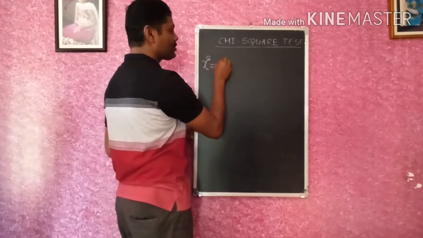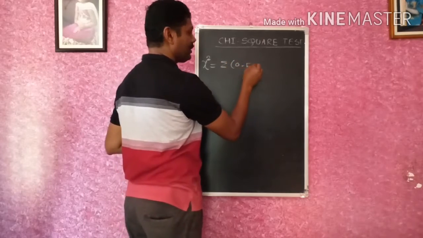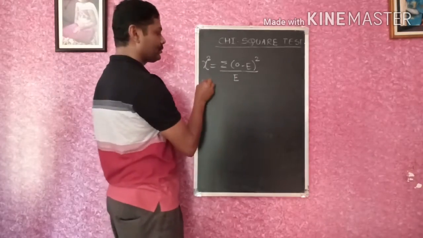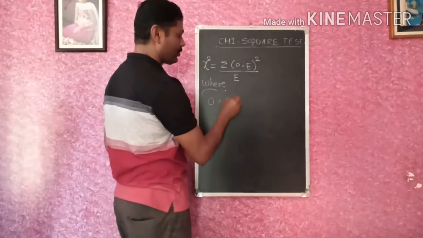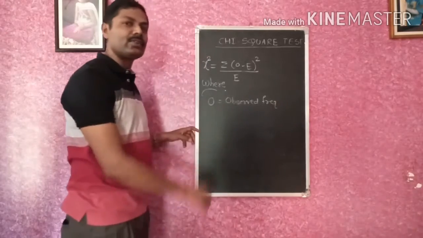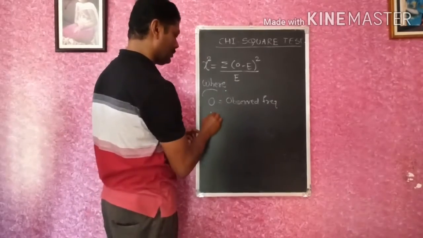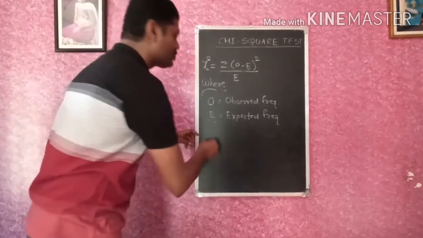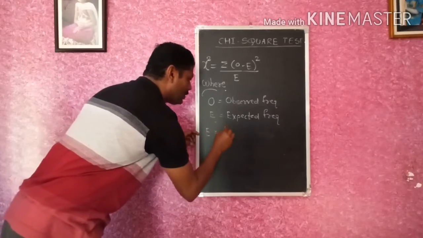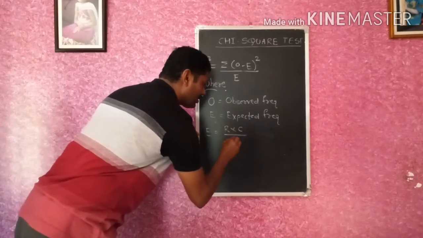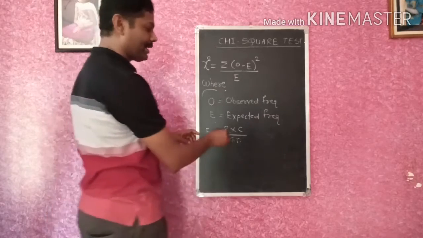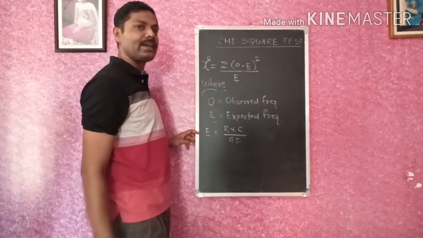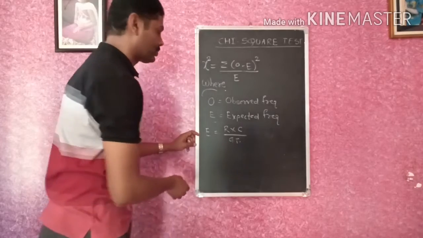Chi-square is equal to summation of (O minus E) squared divided by E, where O is your observed frequency. These frequencies are given in the example. E is the expected frequency. We can calculate expected frequencies by using the formula E equals R into C divided by grand total. R stands for number of rows, C stands for number of columns, and G stands for grand total, meaning the total of all the attributes.